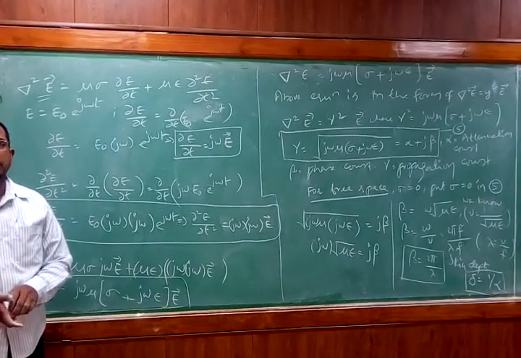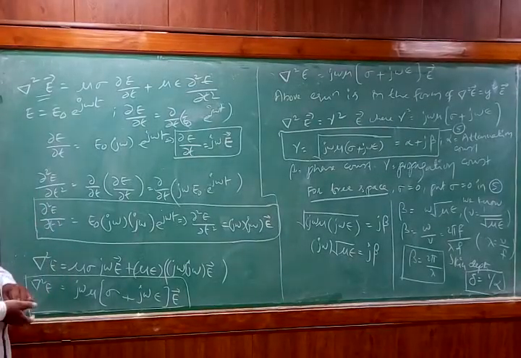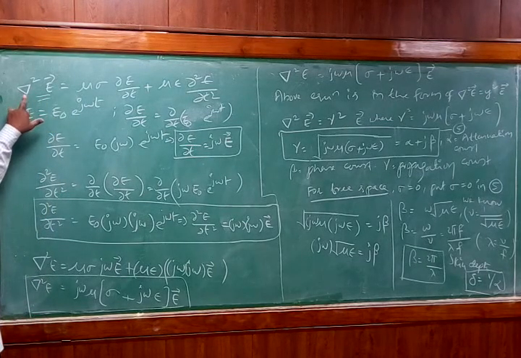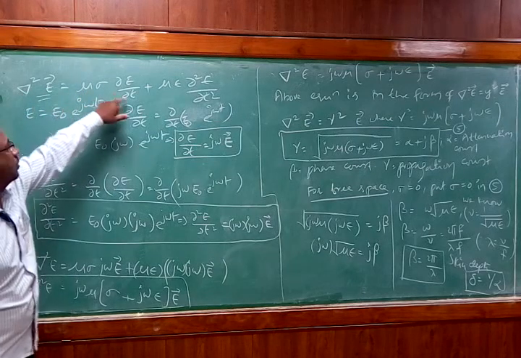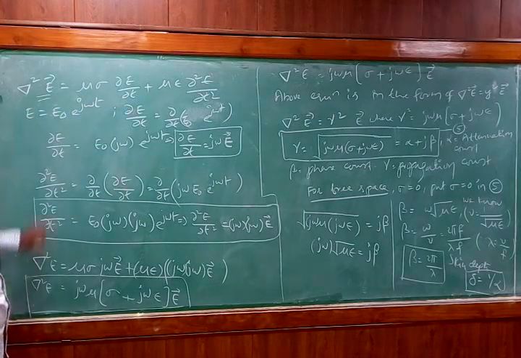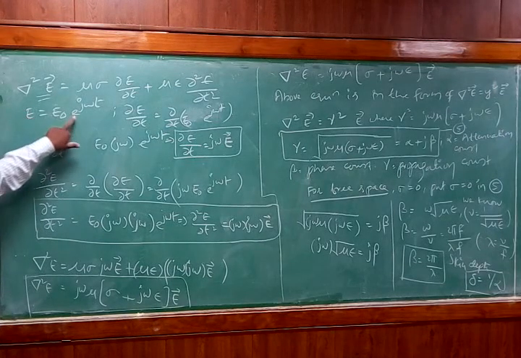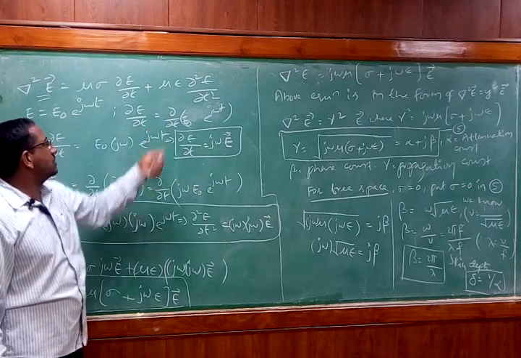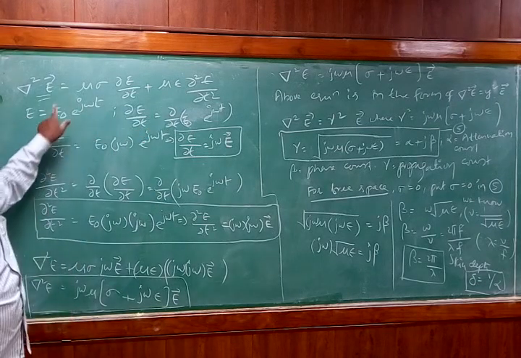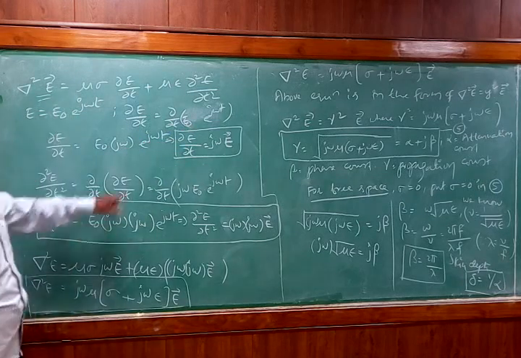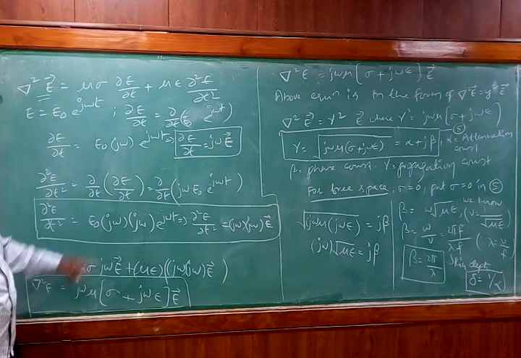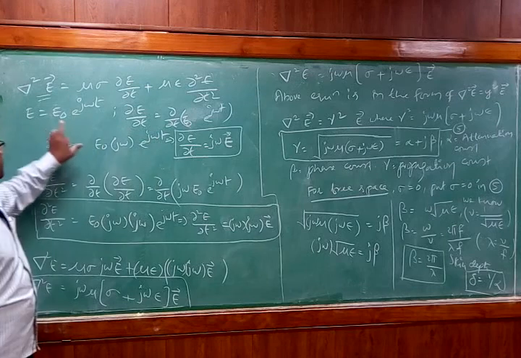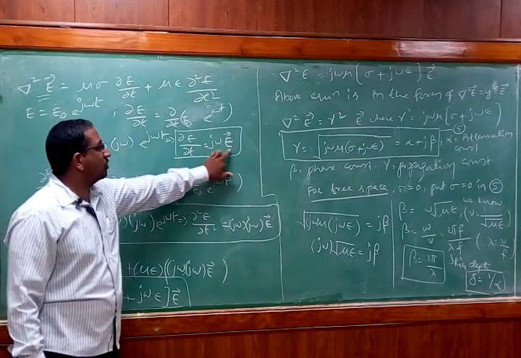Now we continue our equation for time varying fields. This is the equation we have: del square E is equal to mu sigma dou E by dou t plus mu epsilon dou square E by dou t square. For time varying fields, I can write E is equal to E naught into e power j omega t, and partially differentiate, dou E by dou t is dou by dou t of this entire E. Differentiating e power j omega t gives j omega into e power j omega t. E naught into e power j omega t is nothing but E, so I can write this as j omega into E.